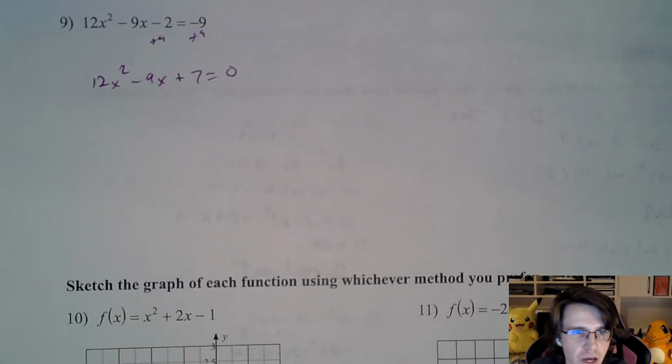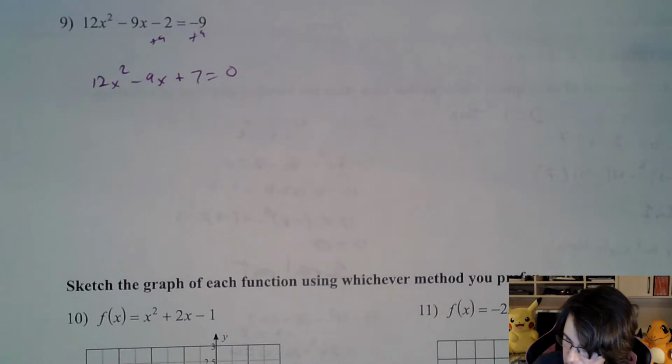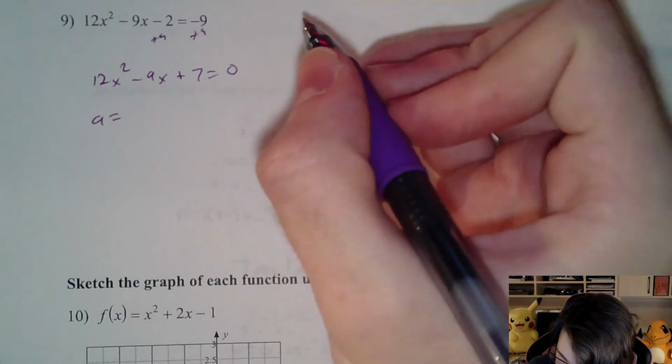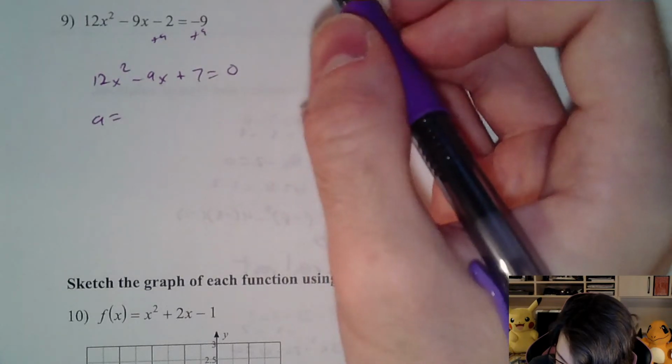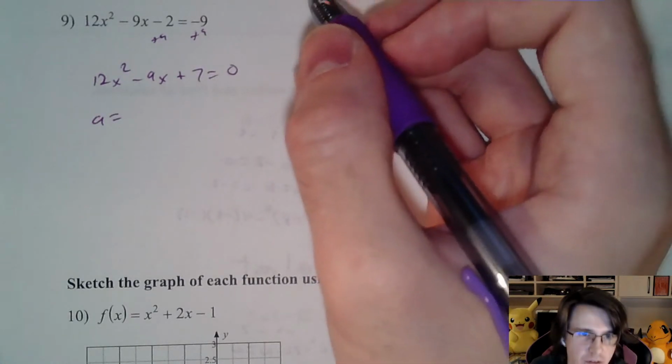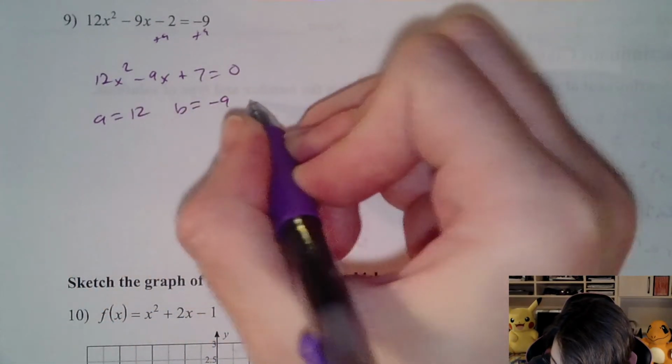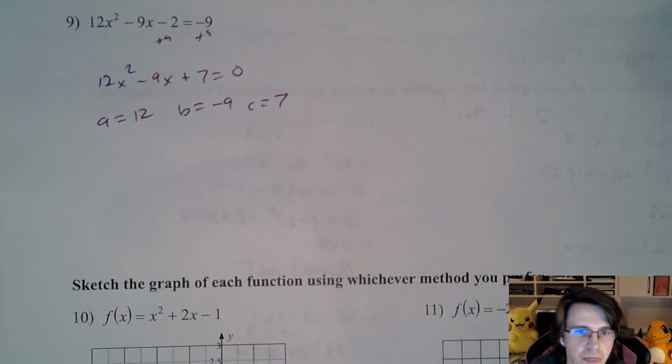And this one, I'm going to go ahead and use the quadratic formula. This time, I don't think we're going to do 7 times 12 and figure out what multiplies to 84 and adds to -9. Not part of my game plan right now. A equals 12, B equals -9, C equals 7.